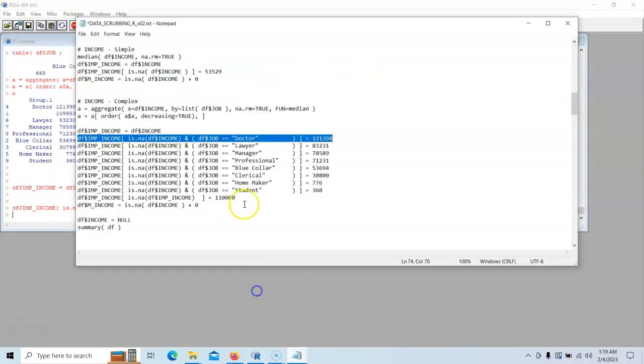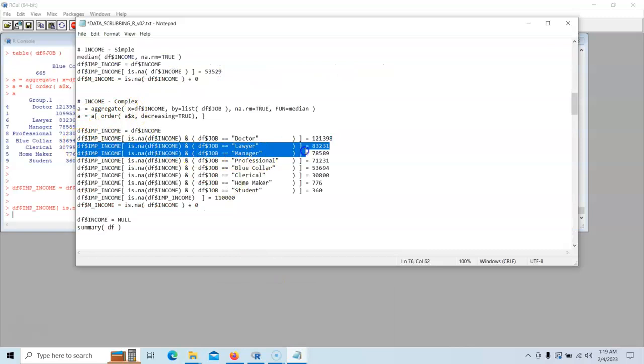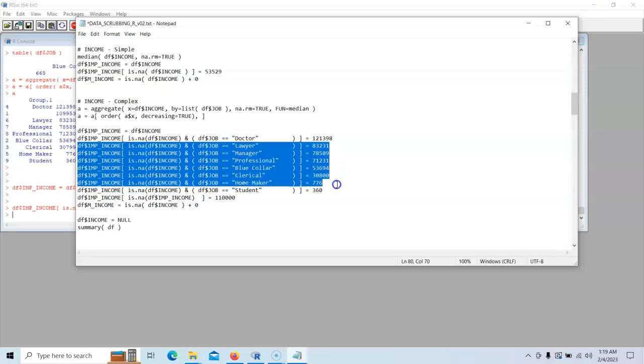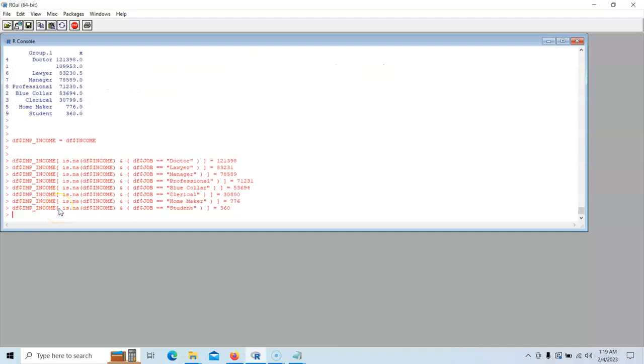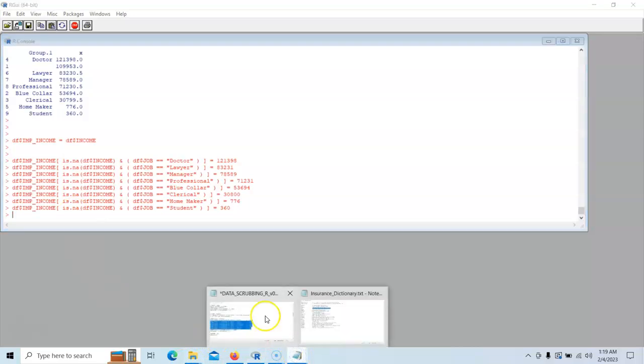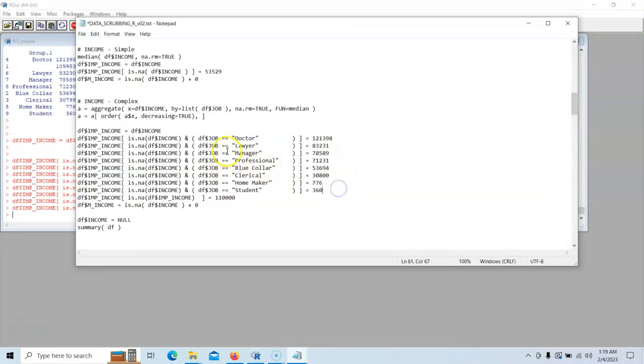And we could do the same thing with the lawyers make 83, and the managers make 78, and the professional people make 71, the managers, the blue collar, etc. So let's do all of those people. And there you go. Now, remember that we still have some people who don't have a job. So remember, there were some of them that were missing. We had the doctor, the lawyer, the manager, etc., but we had some of them we didn't know.